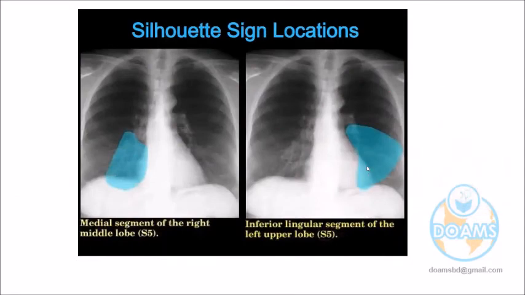And the left side also there are some rules. The lingular and, you see here, this is the heart border covered by the lung. This is the lingular segment of the left upper lobe. Possibly Dr. Abdullah having the trouble. Dr. Abdullah, check your audio, please.